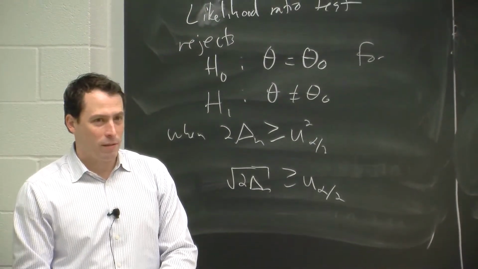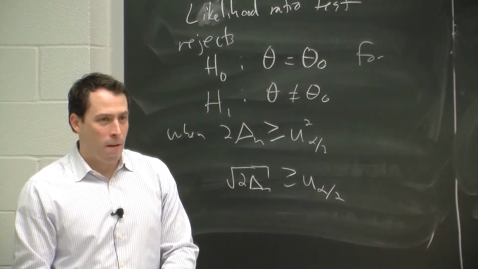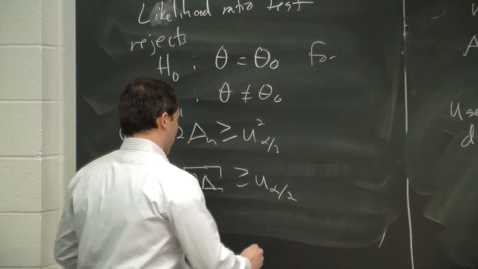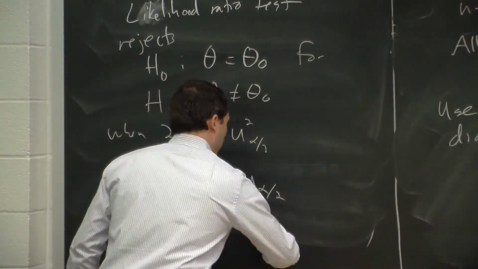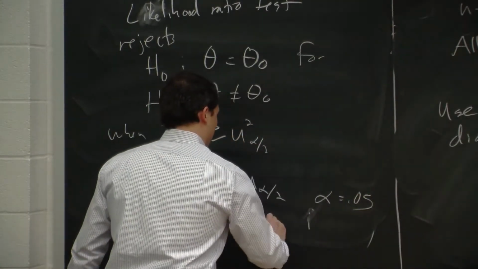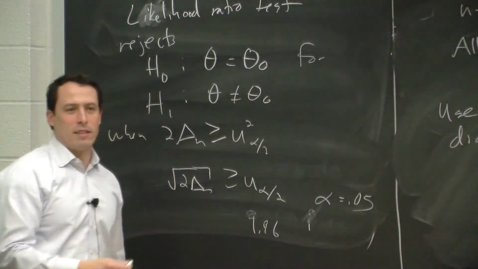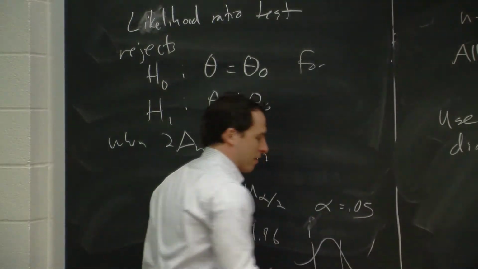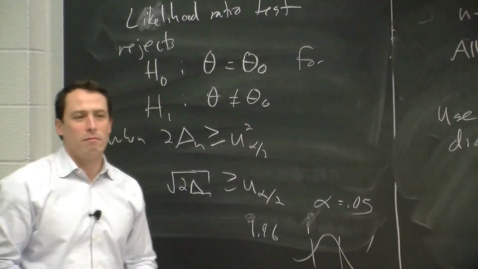Any questions? What is the U alpha over 2? Oh, just like the cutoff. So if I wanted alpha equals 0.05, then this would be 1.96, like that. It's the cutoff that we use to say that the standard normal contains 95% of the mass.